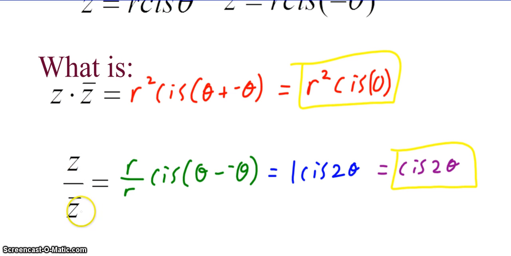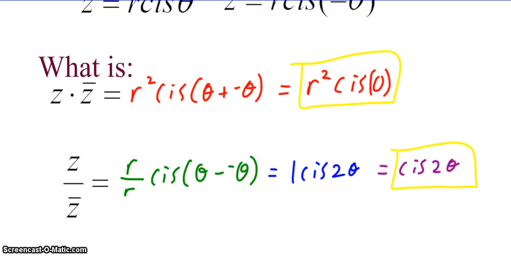With the division, I use my properties of dividing complex numbers in trig form again. So I actually divide the r value, so r over r, and I subtract the thetas. So I do theta minus negative theta, which ends up being theta plus theta. So I end up with 1 cis of 2 theta, or just cis of 2 theta.